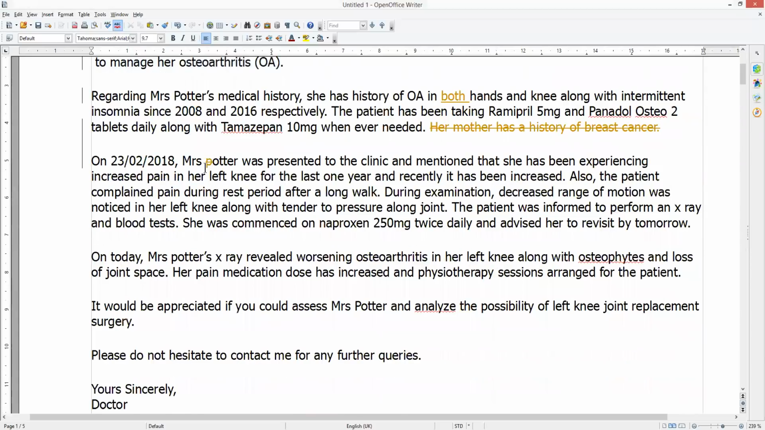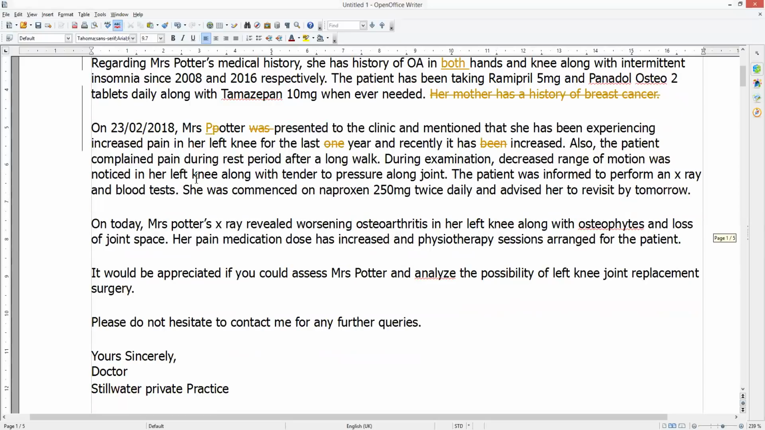That should be capitalized. Mrs. Potter was presented. Why is this passive? Did she not come on her own? When it says "was presented," it means that someone presented her. Somebody brought her, but I thought she came on her own. So we won't use passive there. "I mentioned she's been experiencing increased pain in her left knee for the last 1 year." Well, if it's the last year, we don't need "one." Recently, it has increased. Why is it passive? It's been increased by what? So don't use passive: it has increased.